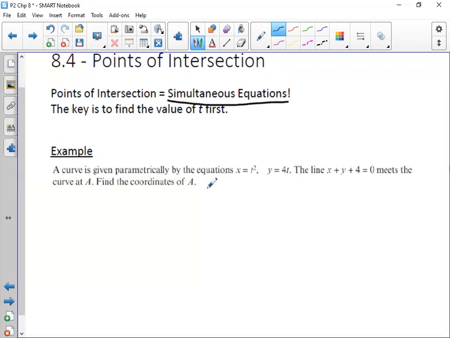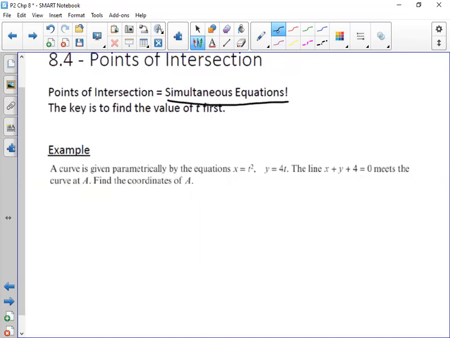Now let you read the question again and answer me this question. It sounds silly, but answer me this question. How many lines are there in this question? There are 2 lines. Now, even if there are three equations, x equals t squared, y equals 4t, and then x plus y plus 4 equals 0, there are only 2 lines. The first line is here. That's the first line. Oops, sorry. This is the first line.